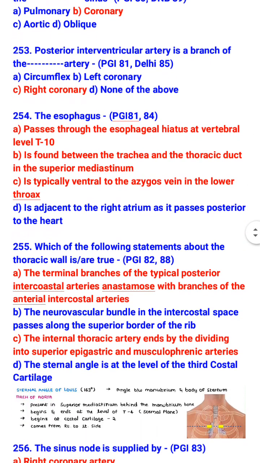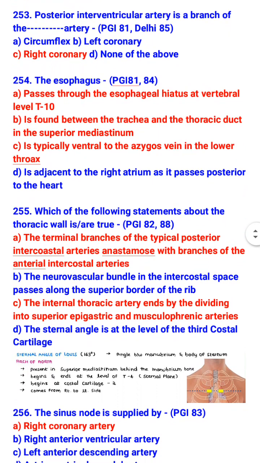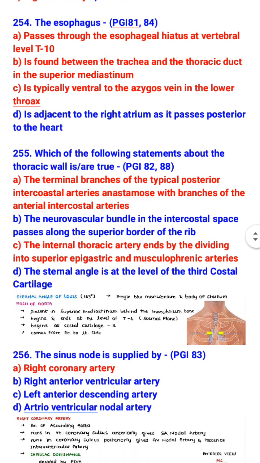Which of the following statements about the thoracic wall is true? The terminal branches of the typical posterior intercostal arteries anastomose with branches of the anterior intercostal arteries. The internal thoracic artery ends by dividing into superior epigastric and musculophrenic arteries.